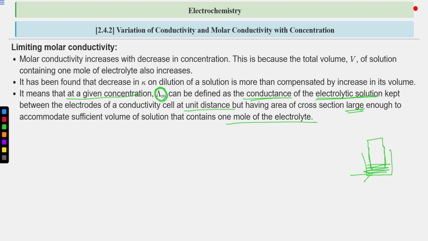The molar conductance for this solution can be defined as the conductance of the solution which is kept between the electrodes. These are the electrodes, right? So this solution is kept between the electrodes of a conductivity cell at unit distance, and the distance between these two electrodes is unit, that means 1 meter you can consider, but having area of cross section large enough to accommodate sufficient volume of solution. That means the area of cross section between the electrodes is large enough to contain sufficient amount of the solution that contains 1 mole of electrolyte. So this is the definition for the molar conductivity.